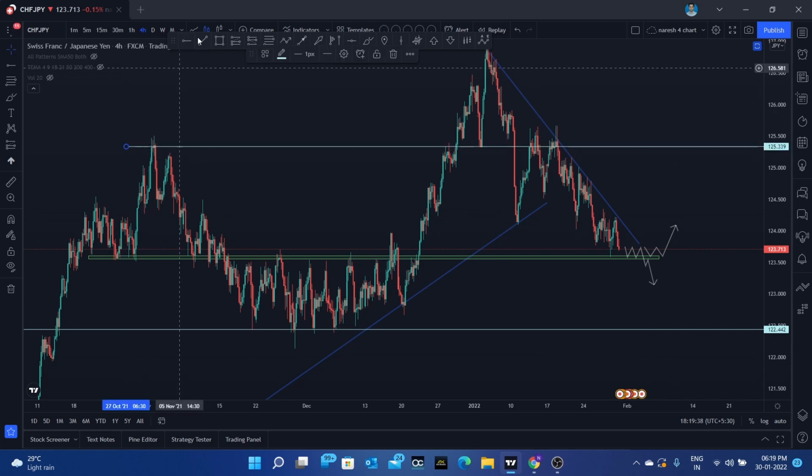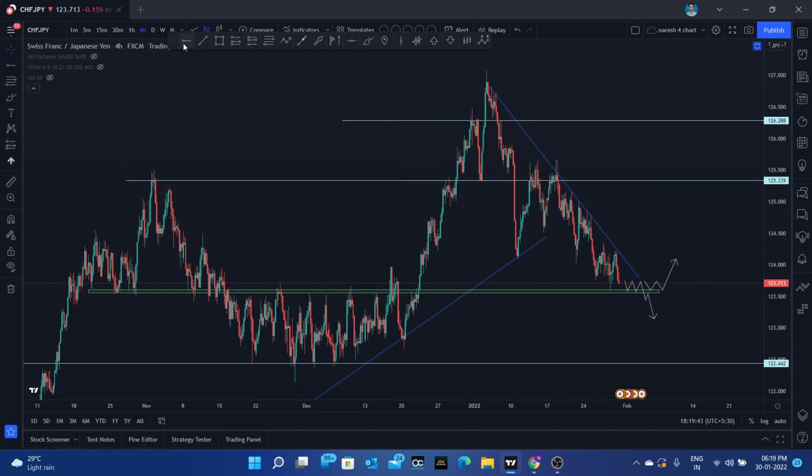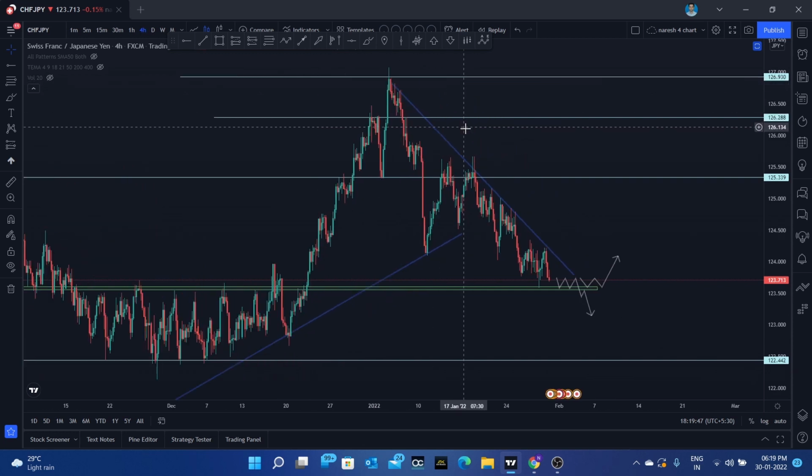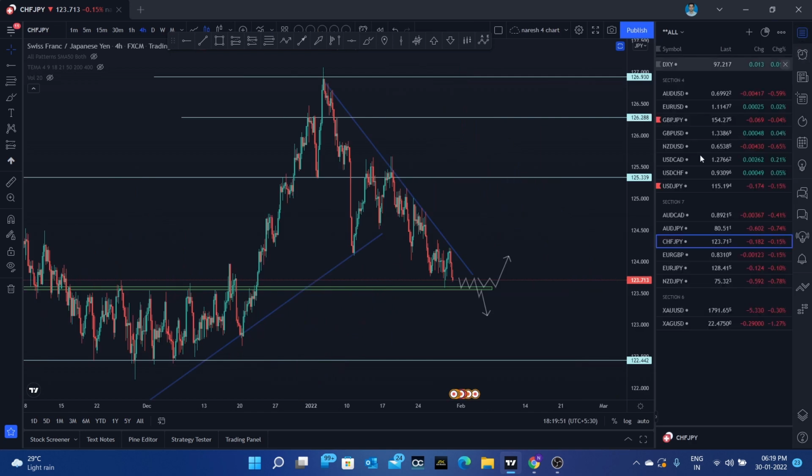So this would be your first target and this would be your second target, and you can even take this target, but always try to trail your stop loss, guys. So that would be CHF JPY for this week, guys. Next would be NZD USD.